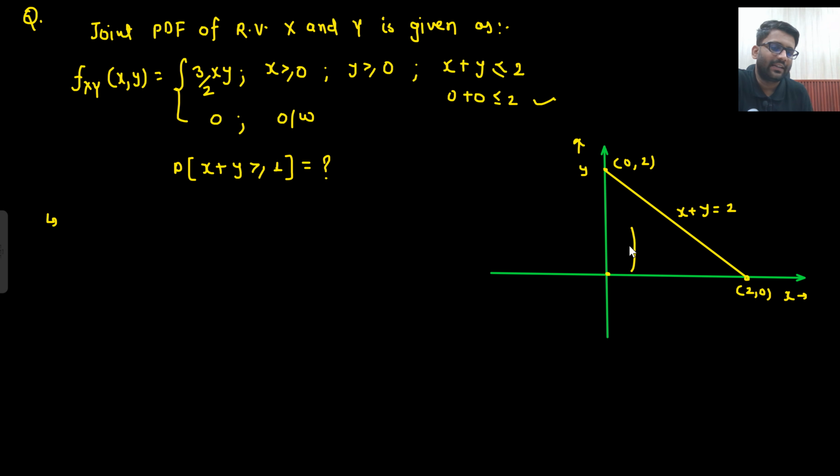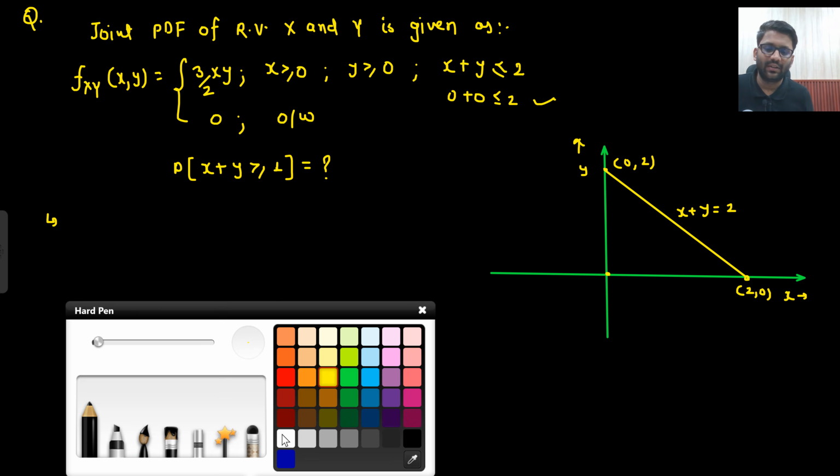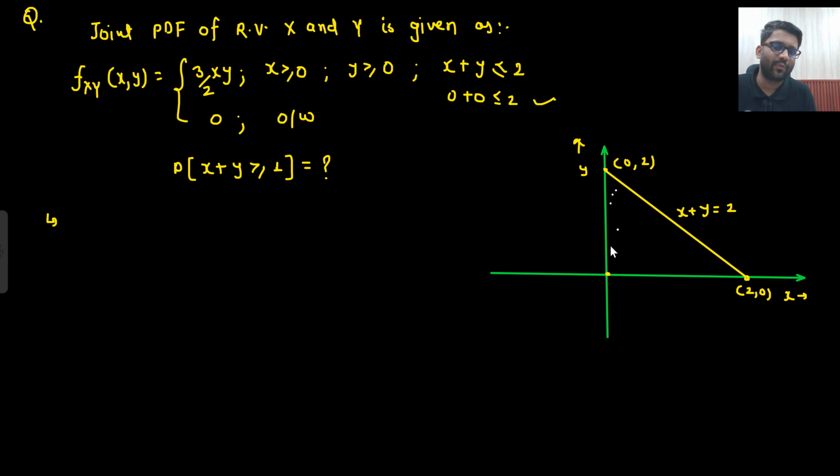And along with that, they are saying that x should be greater than 0 and y should be greater than 0. So what will be your region of operation? Till this point, you should be comfortable with the region of operation. This will be your region of operation. This is your region R.